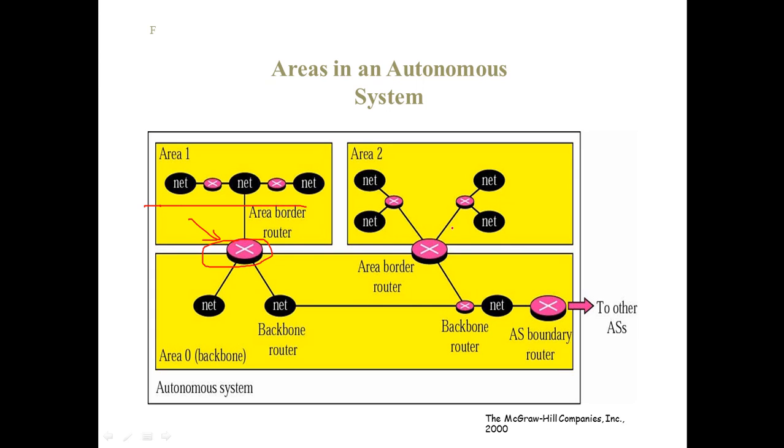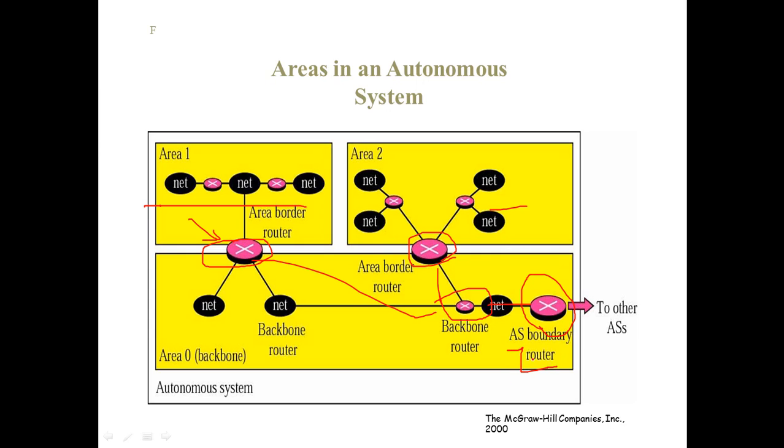Similarly, the backbone of this area will be this area border router. Similarly, the backbone of this area will be this router. This is the area border router, and this is the backbone router. You can see that this backbone router is connected to all the other area border routers. There are two area border routers, one is this and one is this. This is the backbone that is connected to all of these, and this is the autonomous system boundary router.